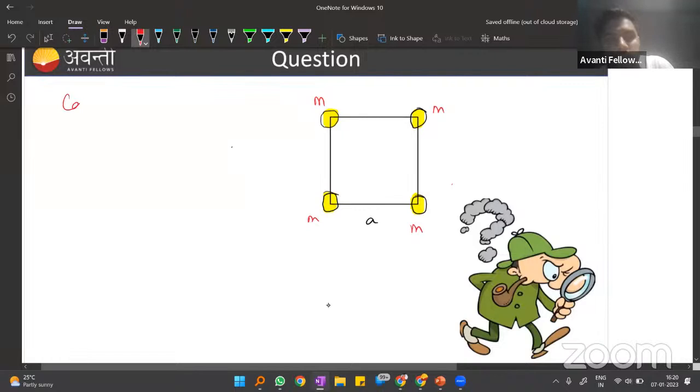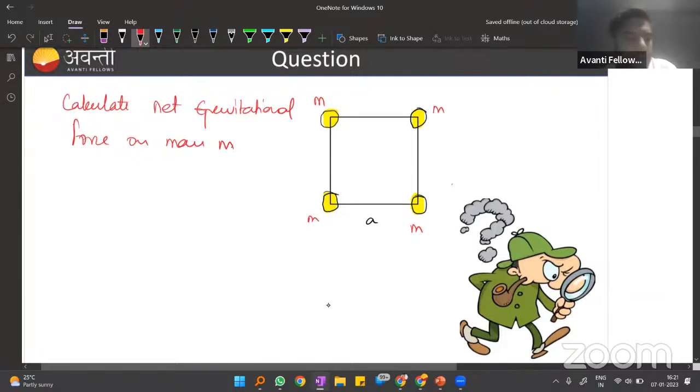What you have to calculate is the net gravitational force on mass M. On any mass M you have to calculate the net gravitational force. So try it once. I'm giving you 1 minute to try this question. We are on a bit of a time crunch, so 1 minute would be fine. After that, I'll give you a similar question as homework. So try this.